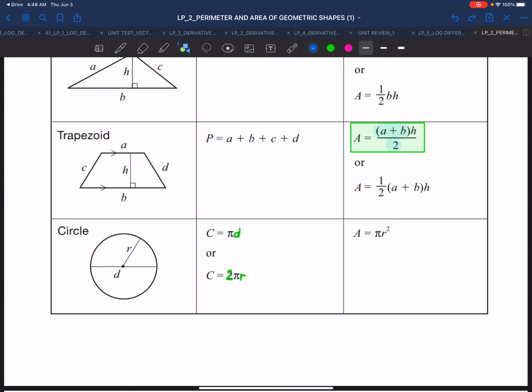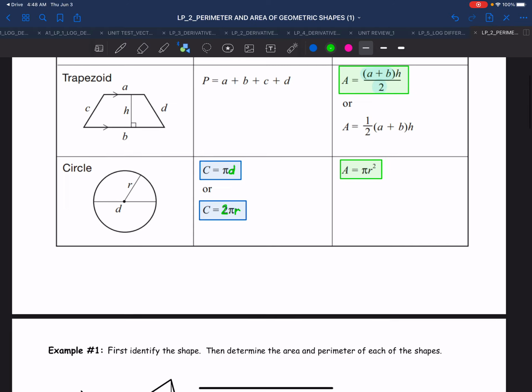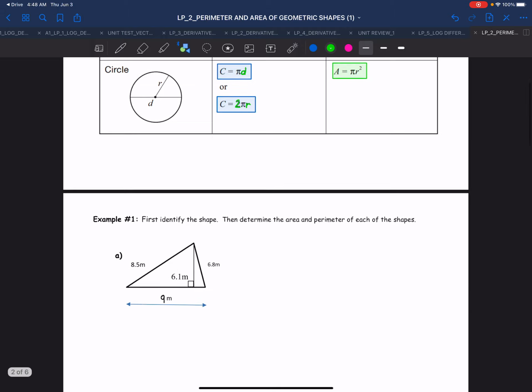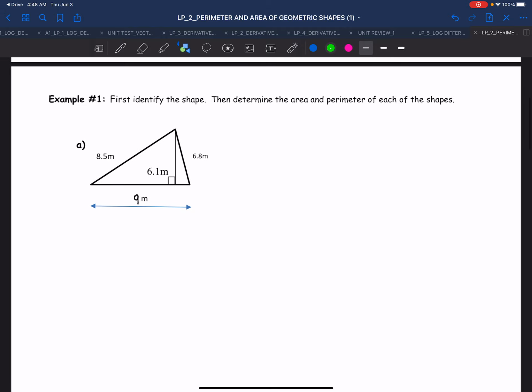This is a formula we use more commonly, 2 pi r, but an easy to use formula would be pi times d. Now the area of the circle is A equals pi r squared. So what we're going to do now is use all these formulas in various shapes to solve different problems. So we're starting with example 1.